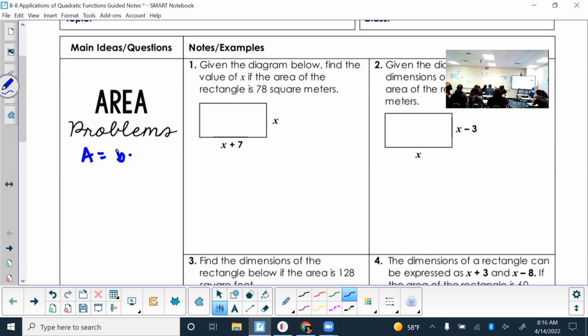Good. Base times height. I think in a lot of these examples, they say length and width. Same difference. I prefer using base times height, but length times width, same thing.